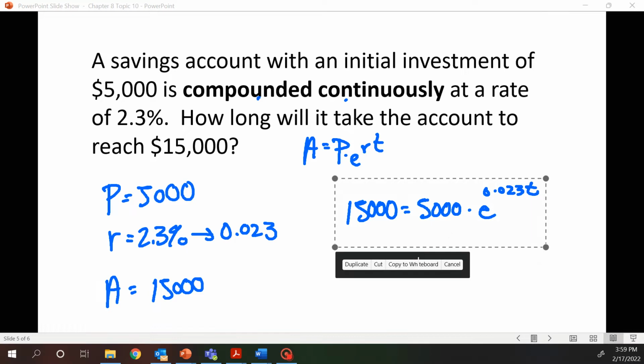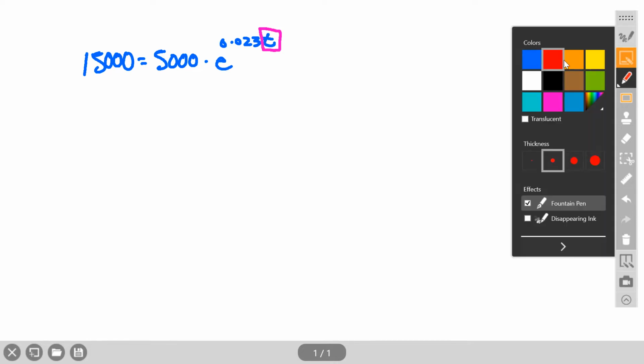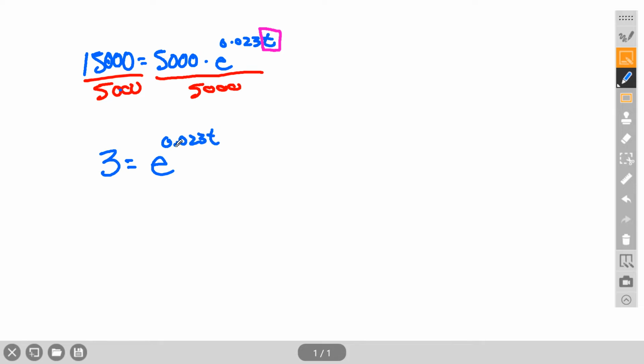As you can see, we're not actually calculating this yet because what we're trying to figure out is the time, and the time is up here in the exponent. So we have to solve this like an exponential equation. There's a few steps to solving an exponential equation. The first is to isolate the base. In this case, it's the base e. Currently on the right side of this equation, base e is being multiplied by this 5,000. So we have to get rid of that to isolate it, dividing by 5,000. So 15,000 divided by 5,000 is 3. So 3 is equal to e to the 0.023 t.